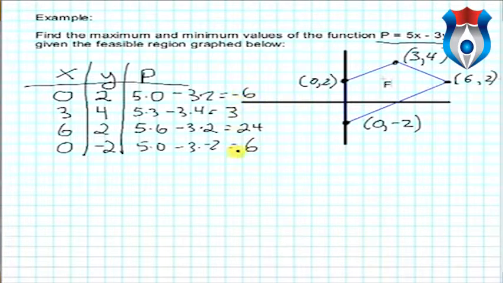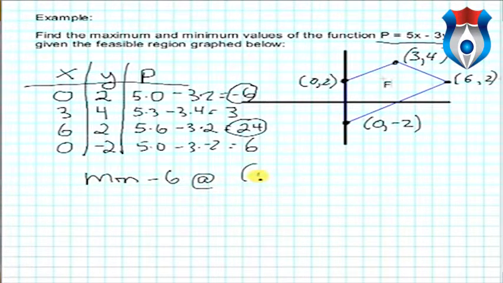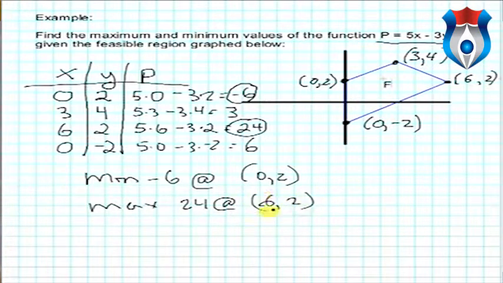Now we can compare our p-values and find the max and min. Here we see we have a minimum and the maximum. So for our function, we have the minimum is -6 at the point 0, 2, and maximum is 24 at 6, 2. Hope this helps.